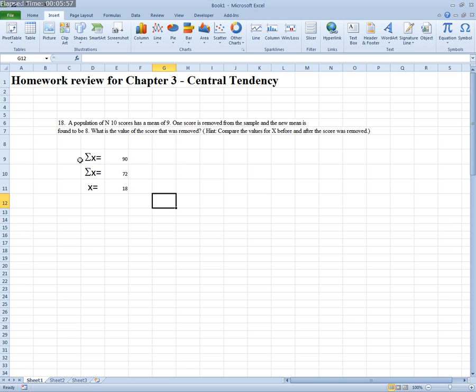So remember, just multiply the n by the mean. The n, again, by the mean, and they're just asking you for the difference here. Okay? We'll head on to the next one.